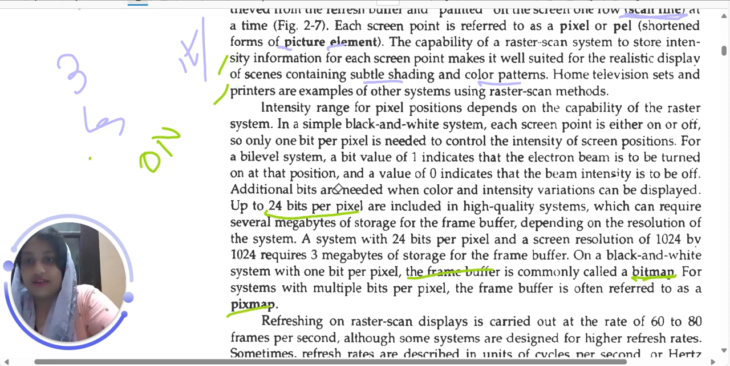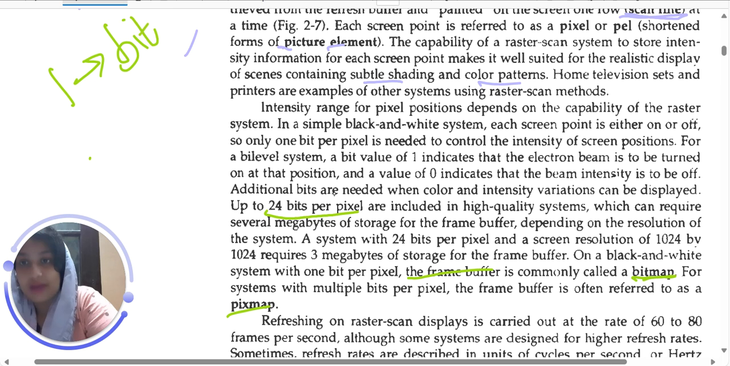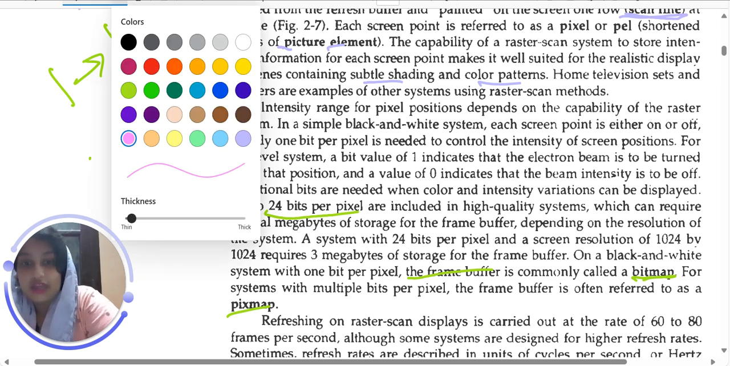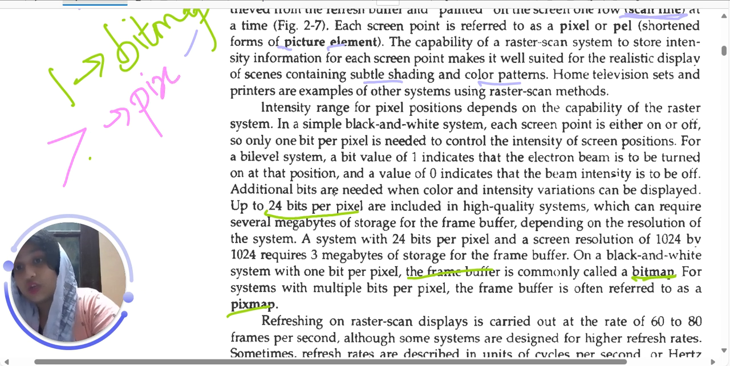Okay, so that you won't get confused: for 1 bit, it is a bitmap, singular, right? Now, for multiple bits per pixel, more than 1 means it is having lots of pixels, so it is a pixmap.